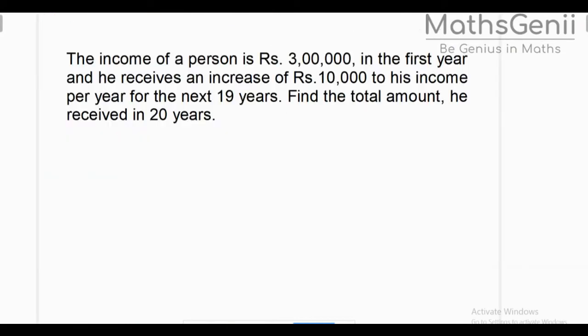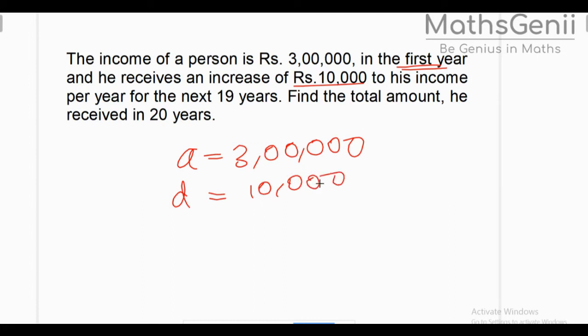Okay, let's take up the last example for AP, then we'll go to arithmetic mean. So the income of the person is this in the first year. Okay, so I've got the hint. First year means this is the first term. First term is denoted by A. Next, he says he receives an increase of rupees. So increase, you remember, D is nothing but the common difference or the increase. So this is the increase every year, correct? Per year for the next 19 years.